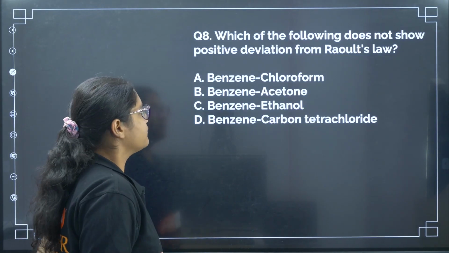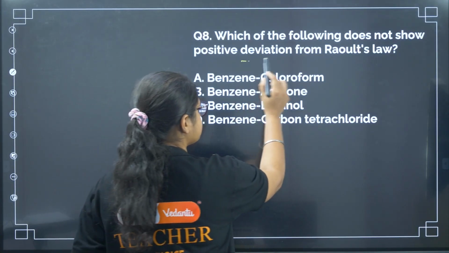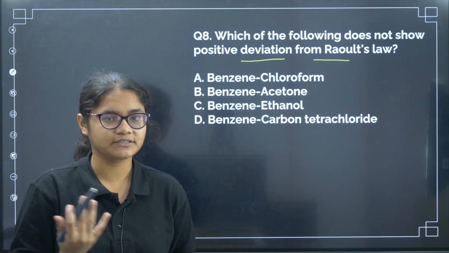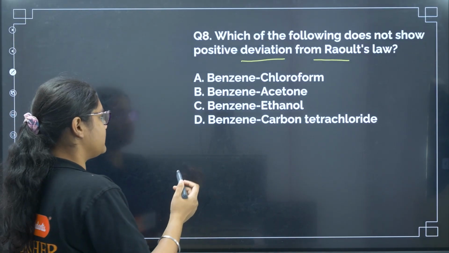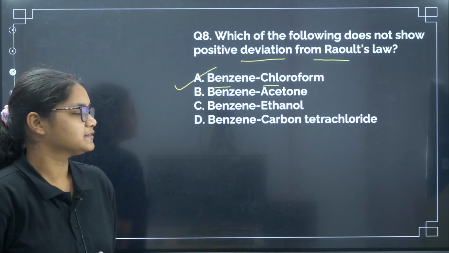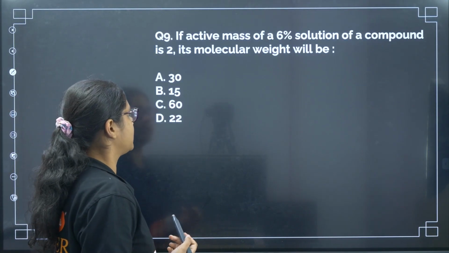Next question. Which of the following does not show a positive deviation from Raoult's law? Not showing positive deviation means it shows negative deviation. There should be more attraction. So in benzene and chloroform, the intermolecular force increases. So that is why the correct answer is option number A.